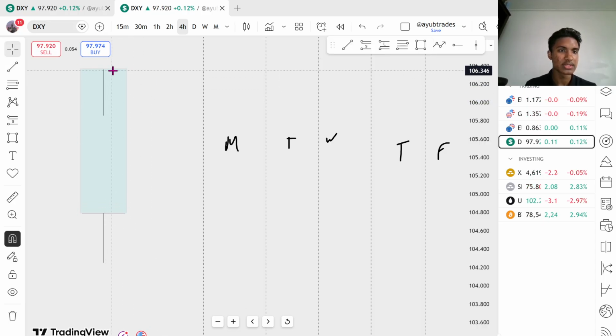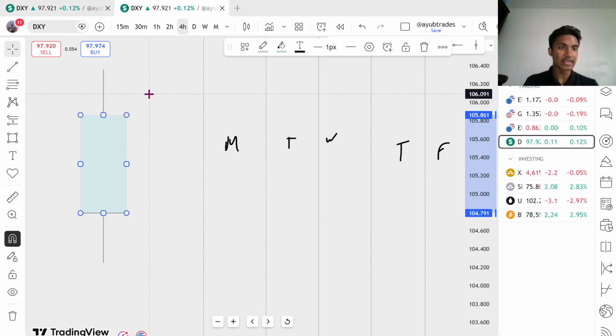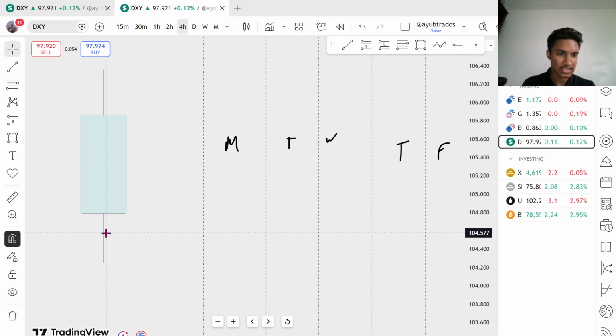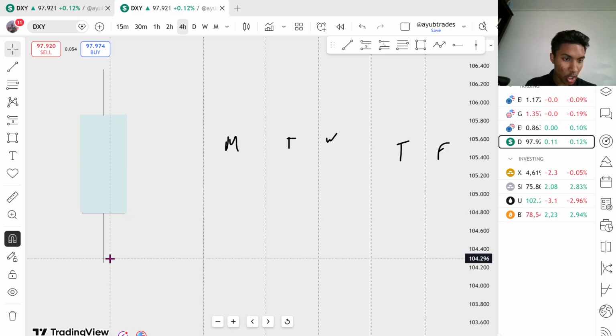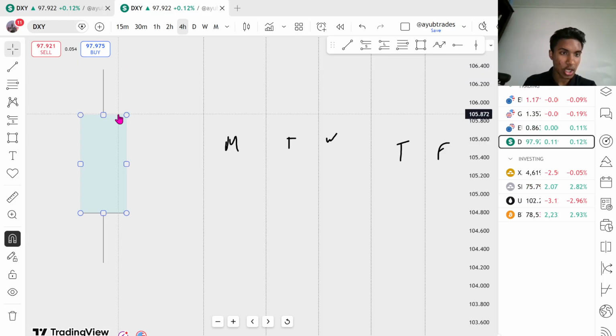And then the body closes. This is the close right here. This is every single candle. Do you understand? This is the open, lowest point, the highest point. The highest point is up there, and then this is the close. Okay, this is same for bearish candles as well.